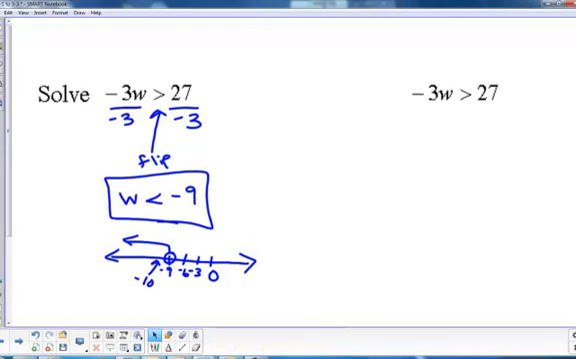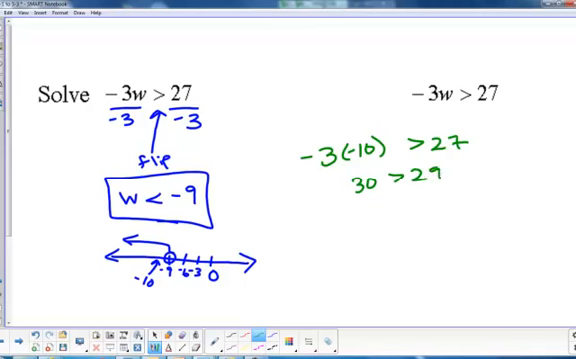So let's check. -3 times -10, is that greater than 27? And yes, 30 is greater than 27. So we did it right.